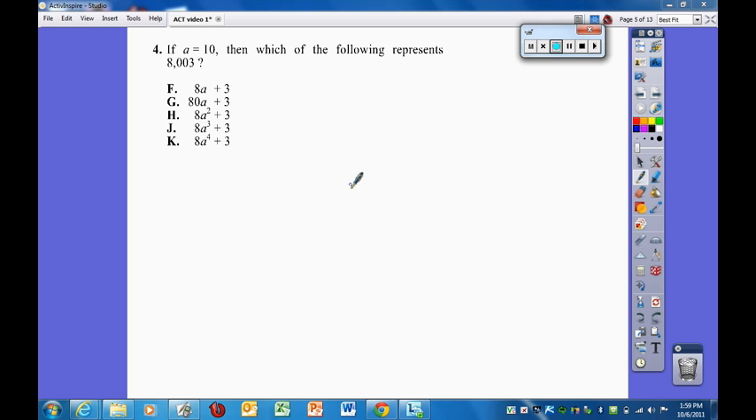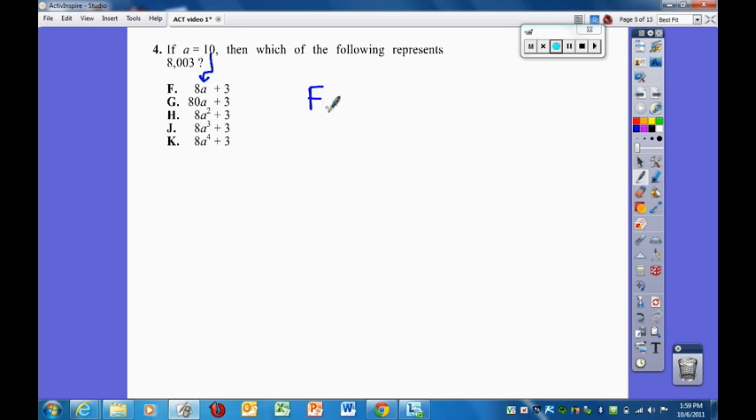All right, problem number 4. If A equals 10, then which of the following represents 8003? The best strategy to work this problem is to take the value of A, which is 10, and substitute it in to each one of these answer choices. And that's the advantage of being multiple choice. Your strategy here, set it up, work it out.